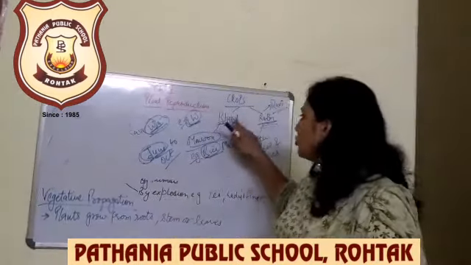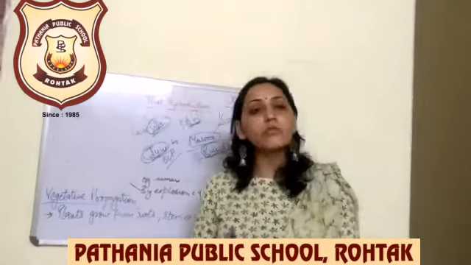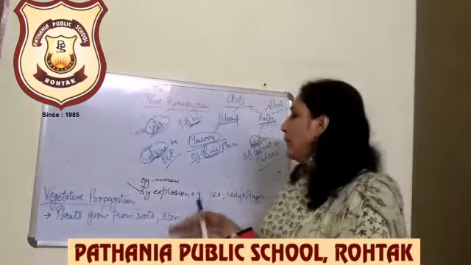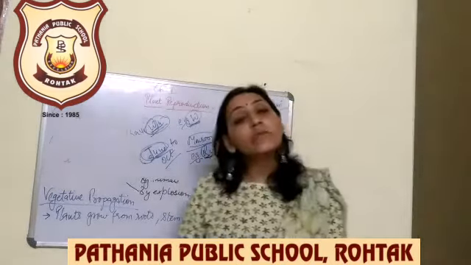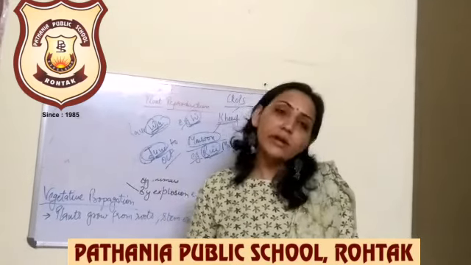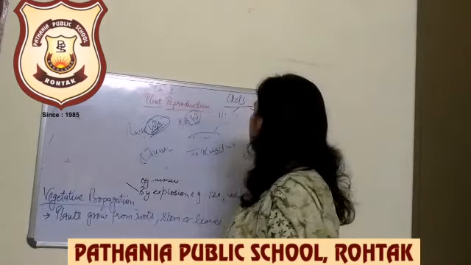Clear beta? So there are two types of crops, kharif crops and rabi crops. Kharif crops are grown during the monsoon period from June to October. Example, rice, maize. And rabi crops are grown during the winter period. Example, wheat and all types of pulses. Clear beta?